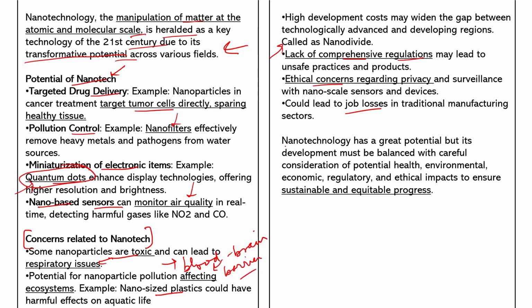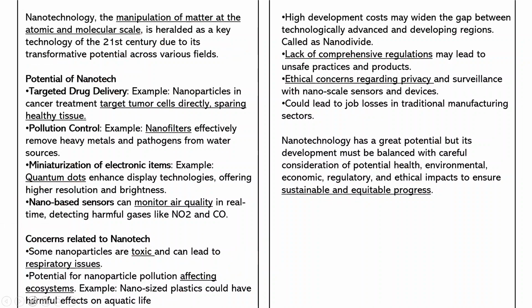Then you can write about a conclusion. Nanotechnology has great potential, but its development must be balanced with careful consideration of health, environment, economic, regulatory, and ethical impacts for sustainable and equitable progress. So you can see how we are structuring answers and how we are writing the introductions and conclusions. You can see that there are examples given wherever possible, so you can also try and give examples wherever you find it easier. Let's move on.